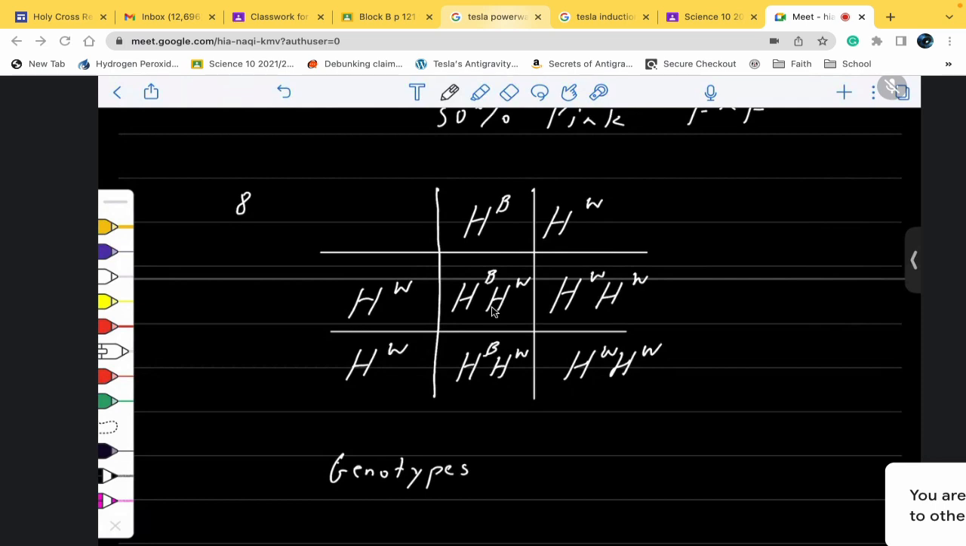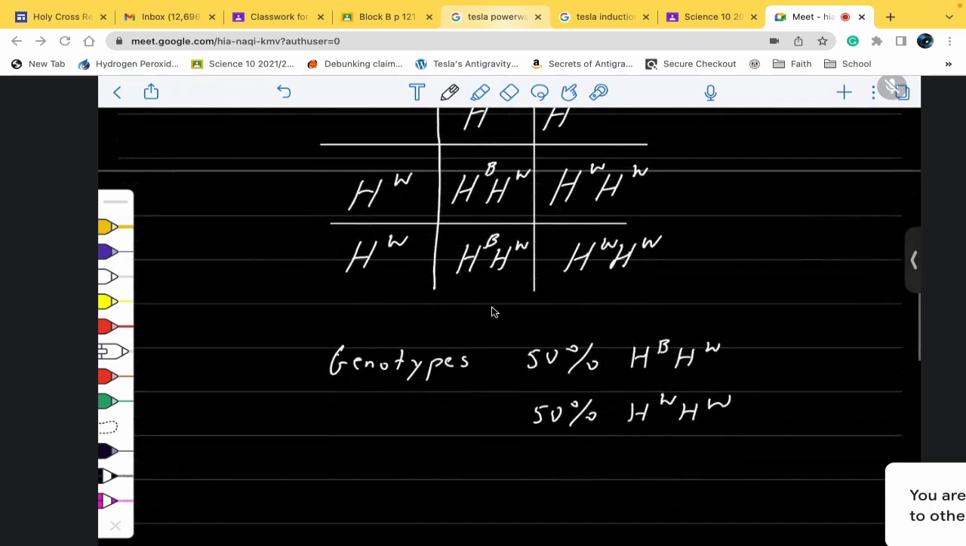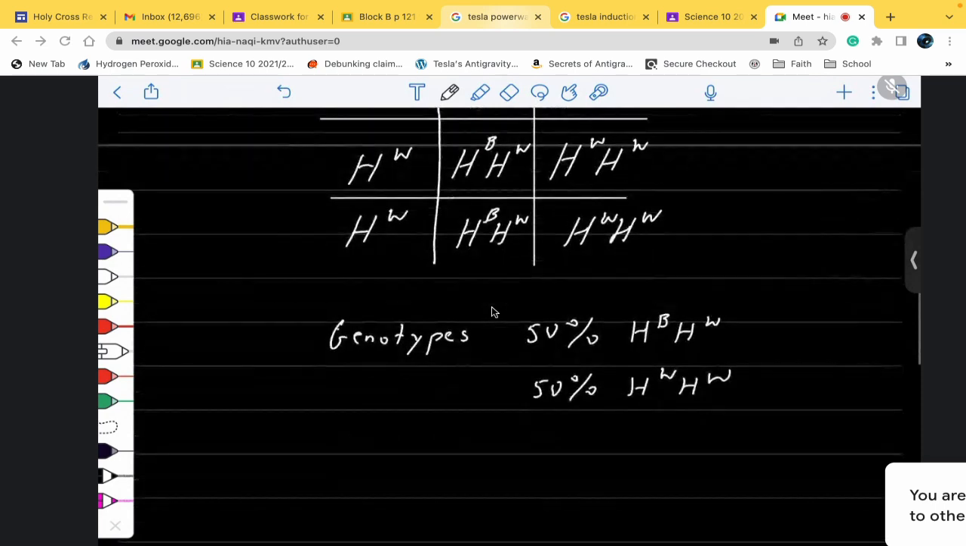The allele formation, what the alleles look like. 50% of each. HB, HW. And then 50% HW, HW. Okay? Any questions? Number 9.